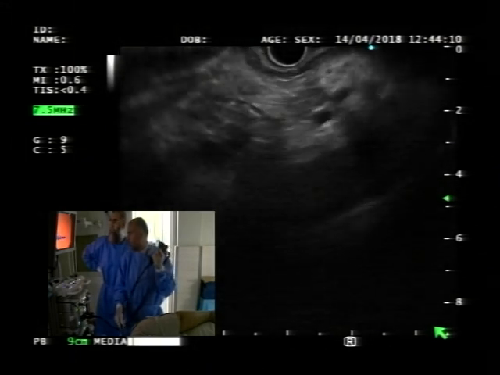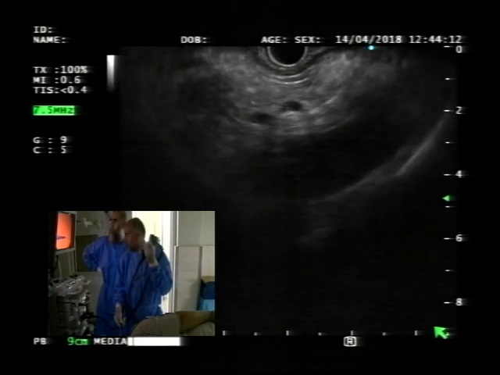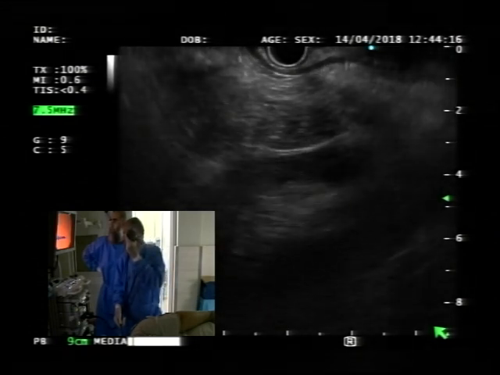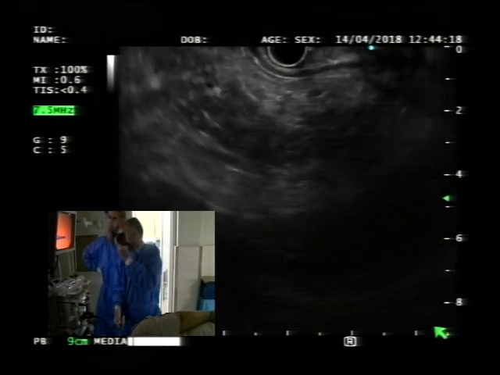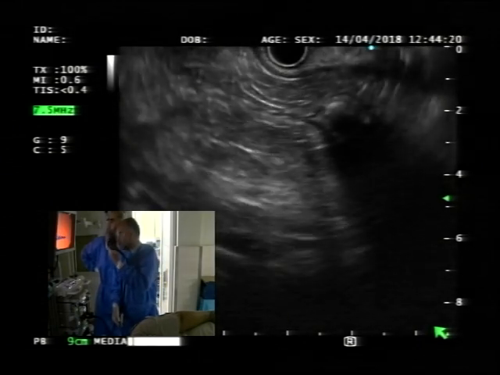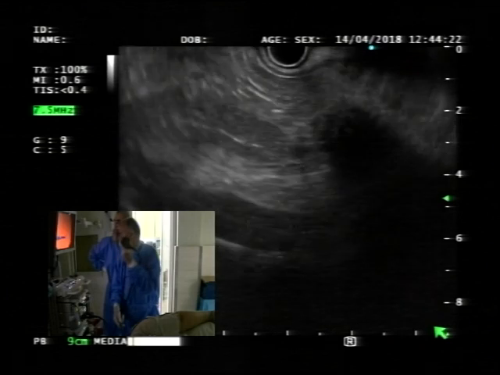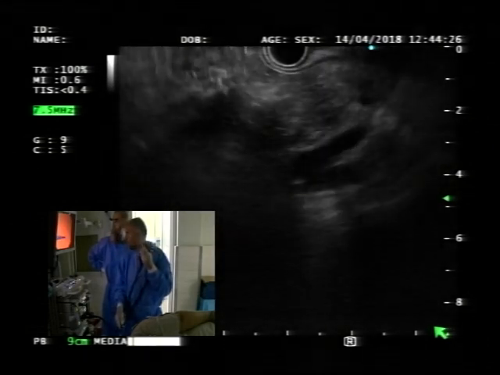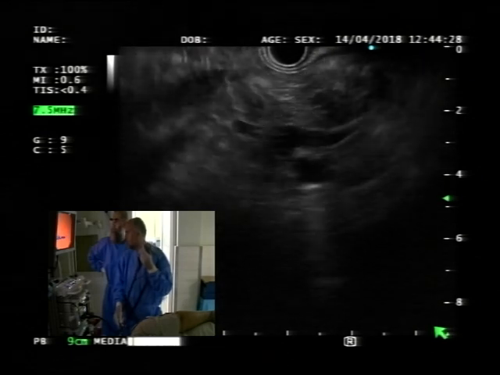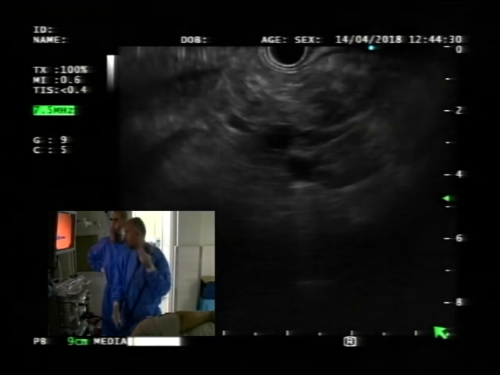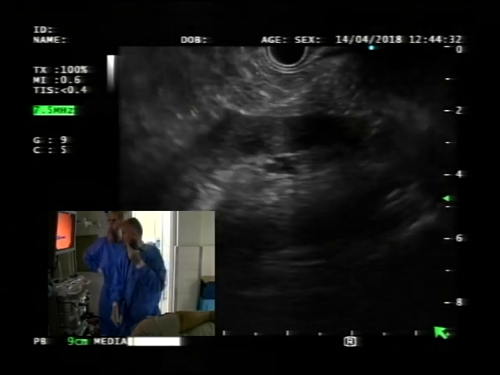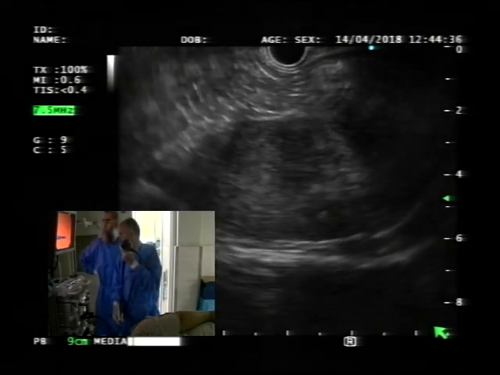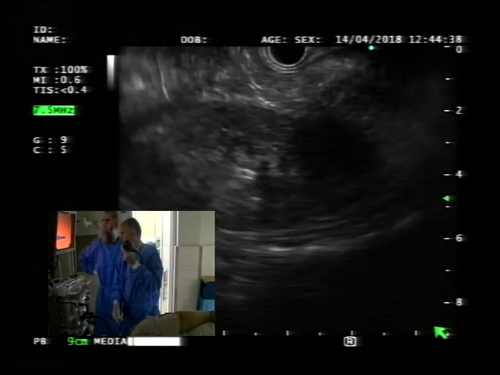So if you come on the celiac, just rotate further towards your right shoulder and you will start seeing the adrenal and the spleen and the kidney. If you just, there you go, that's the adrenal, right? And as you rotate further, that's the left kidney, rotate further, that's the spleen, and pull it up, right? So there you go.